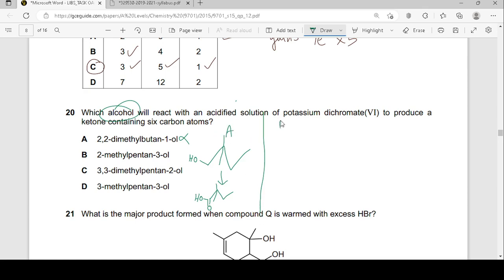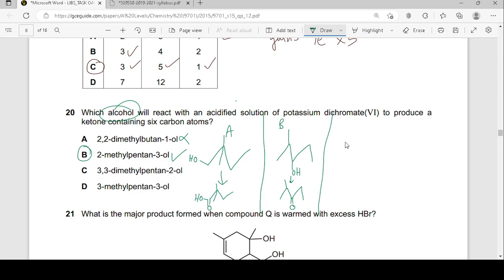If you look at option B, that is 2-methylpentan-3-ol, so 1, 2, 3, 4, 5, that's 5 carbon atoms. Pentan-3-ol, so OH is here. And then 2-methyl, so the methyl is here. You can start from the left or right, doesn't matter. Anyways, I mean, say 1, 2, 3, 4, 5, or 1, 2, 3, 4, 5. So now, if we oxidize this, well, this will become this way. And obviously, it has 6 carbon atoms because 5 in the main carbon chain and 1 on the methyl, right? And then you have a ketone to produce a ketone containing 6 carbon atoms. So B should be the answer.